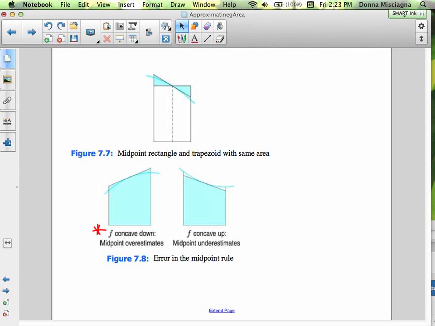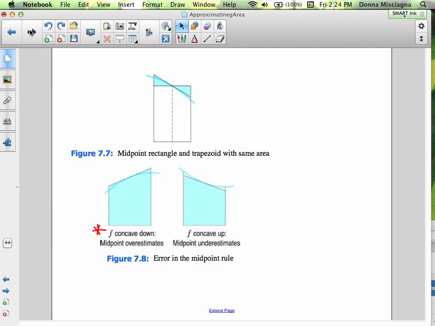Now if you're asked whether it's an overestimate or an underestimate and you're doing a midpoint, if it's concave down, the midpoint's going to overestimate. If it's concave up, the midpoint's going to underestimate. I might do a video where we just go through the ones we've done. We're not going to find the midpoint Riemann sums, we're just going to determine whether they were overestimates or underestimates. So stay tuned, just to practice that.